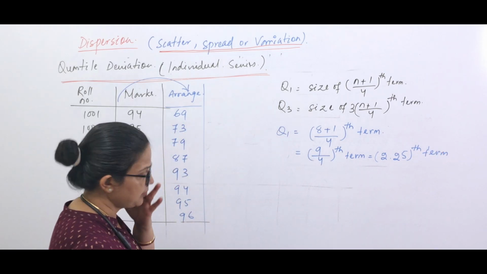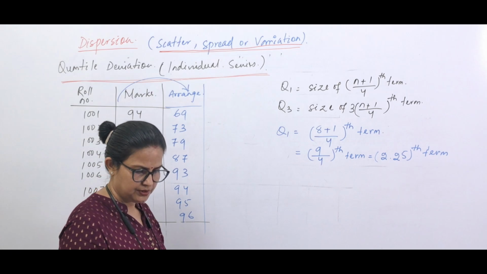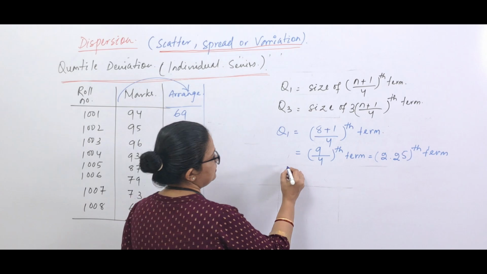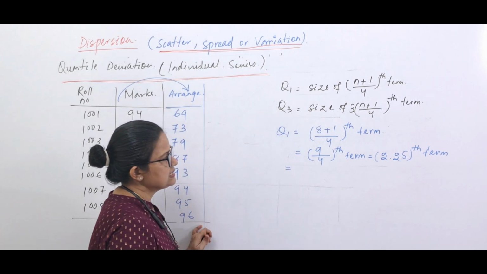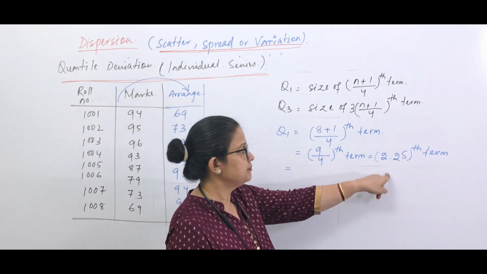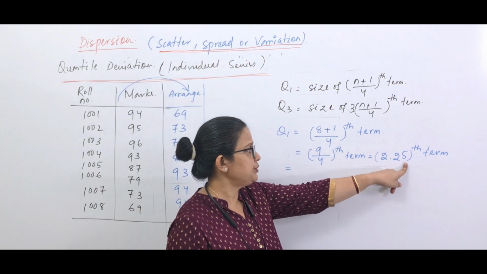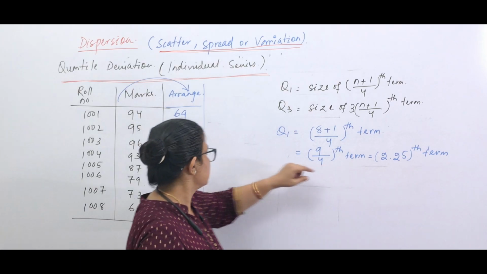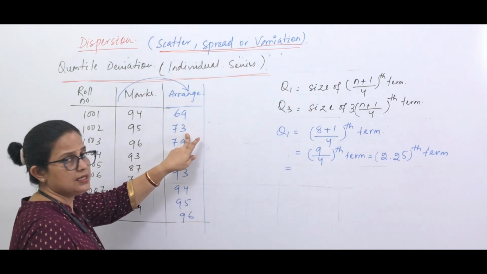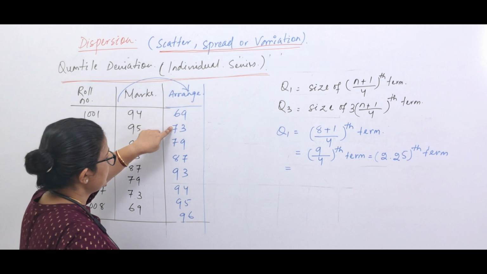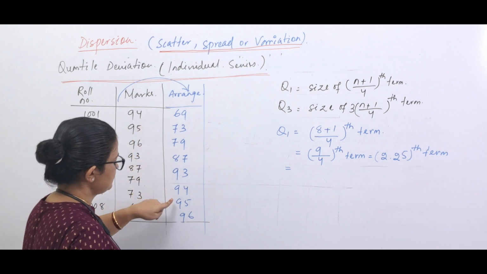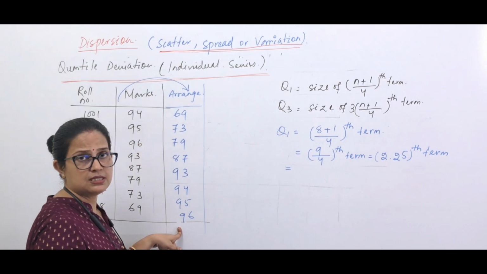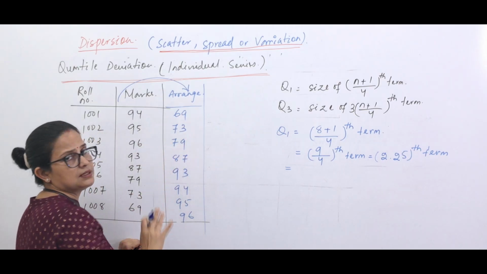Size of 2.2 fifth term. So what does it mean? It is equal to fifth term plus 0.25 of the second term. If you see, this is for second, third, fourth, fifth, sixth, seventh, eighth. As it is an individual series, we can easily find it.